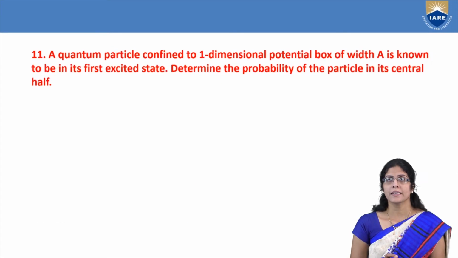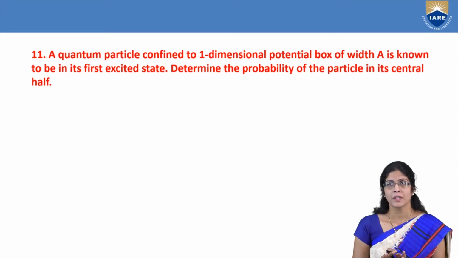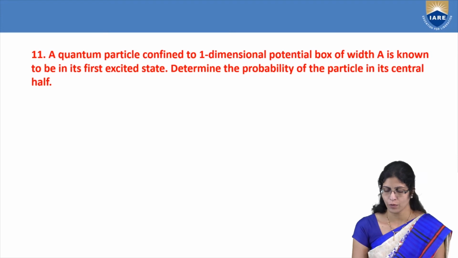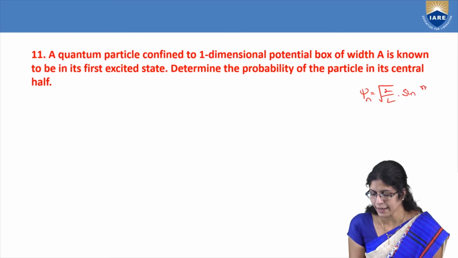A quantum particle confined to a one-dimensional potential box of width A is known to be in its first excited state. Determine the probability of the particle in its central half. As I have told you, we know that psi n is equal to under root of 2 by L into sine of n pi x by L. So the probability, how will you get?